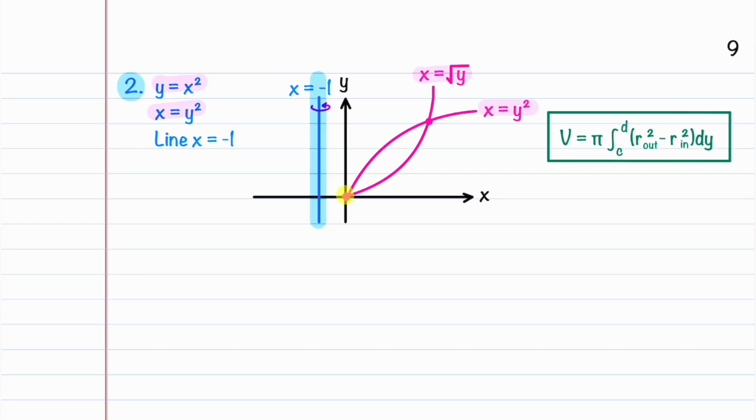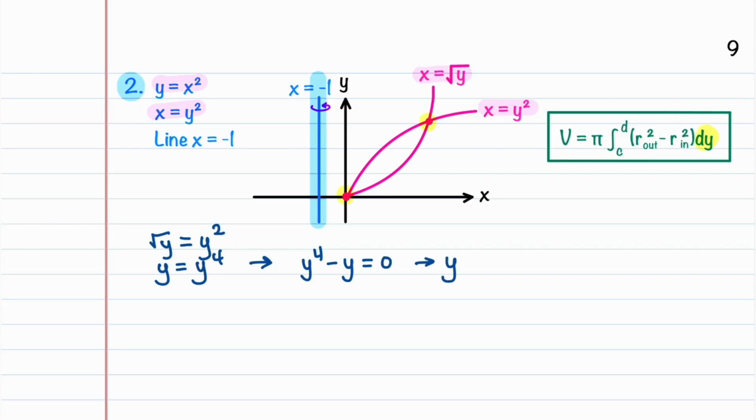Let's begin by finding these two intersection points. To do that, all we have to do is set our two curves equal to each other, and we want to find our intersection points in terms of y because we're integrating with respect to y. We have the square root of y is equal to y squared. Let's square both terms. So this is y is equal to y to the fourth. This gives us y to the fourth minus y is equal to 0.